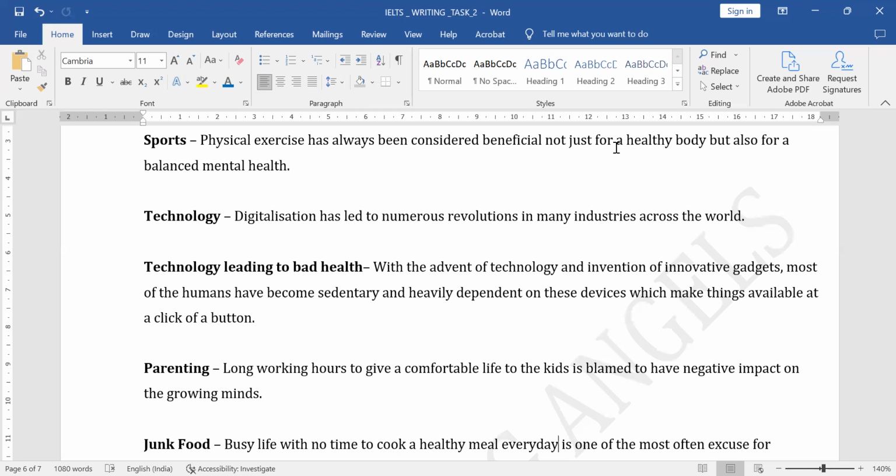Which devices? Innovative gadgets that we depend on, like a washing machine. Available at a click of a button, yes, why not? It's a turn of a button, it's automatic, yes, it's a click of a button.